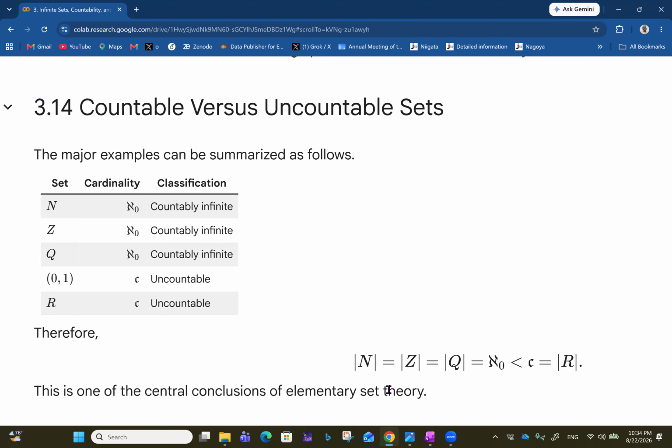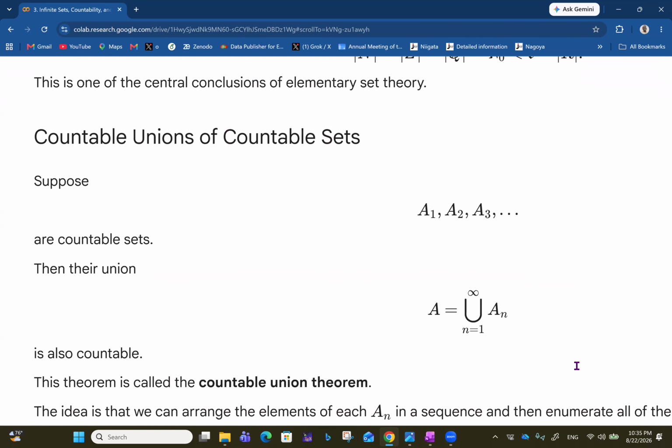Therefore, the cardinality of N is equal to the cardinality of Z, which is equal to the cardinality of Q, and that is equal to aleph 0, which is now less than the continuum cardinality, which is equal to the cardinality of R. This is one of the central conclusions of elementary set theory. So this equation summarizes many of the stories you can ever tell in set theory.